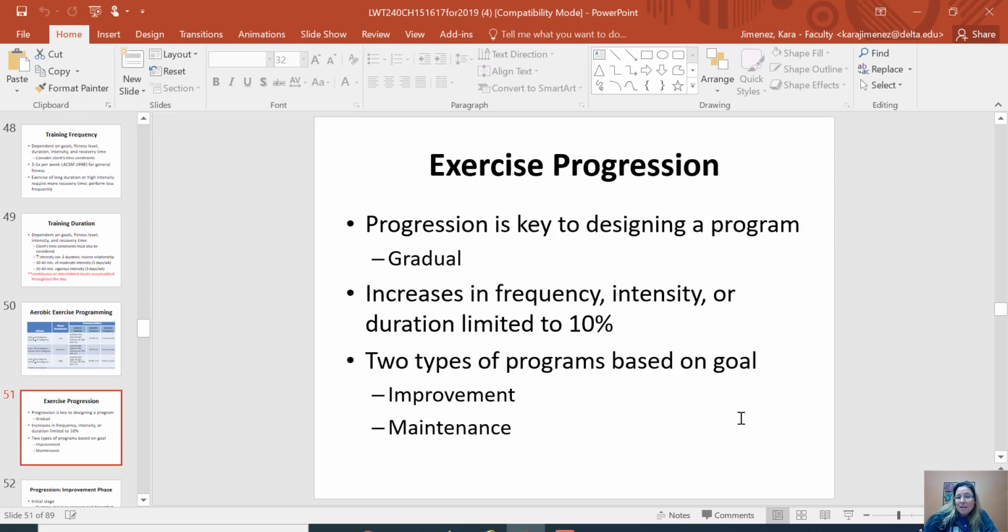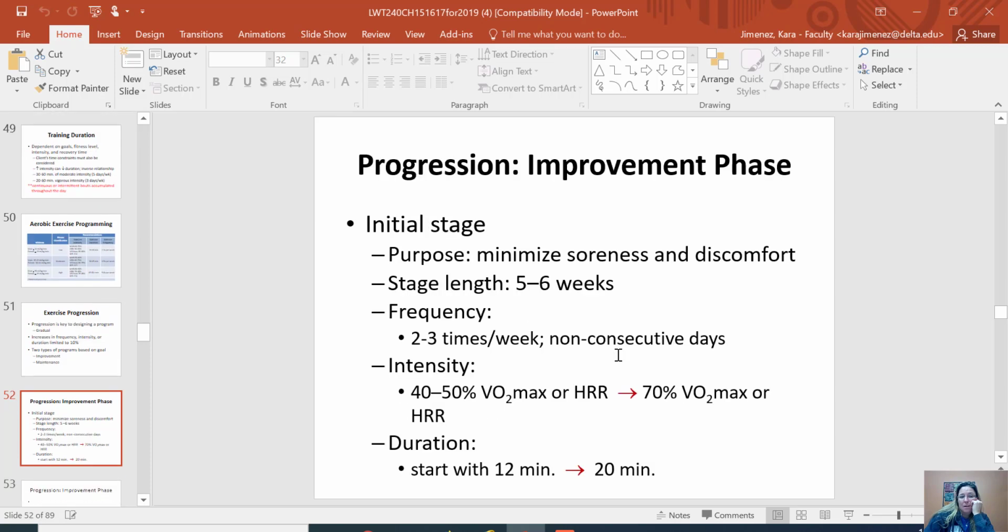Progression, the key is about 10%. Okay, so limit your increases in frequency, intensity, or duration to no more than 10%. Okay, and so that's something to think about. If I'm going to increase duration, it's 10%. Okay, if I'm going to increase frequency, it's 10%. Okay, don't try to do more than that.